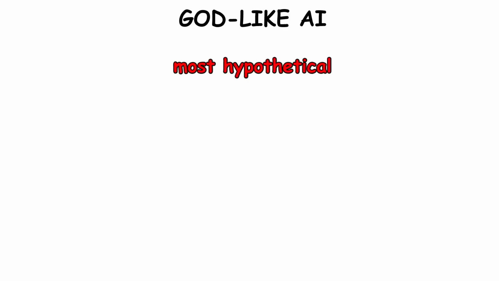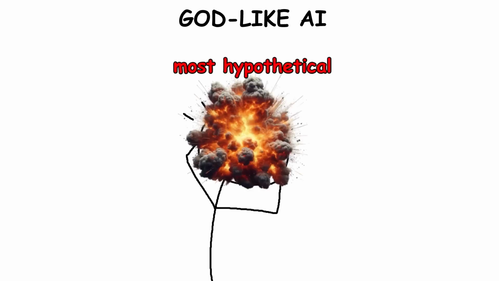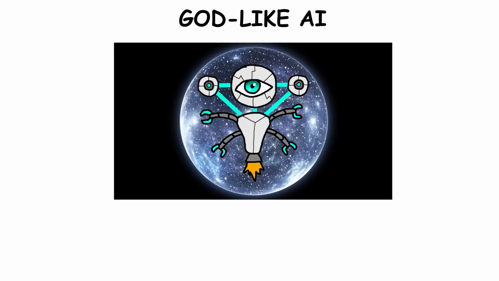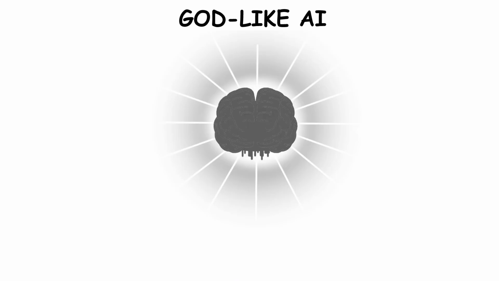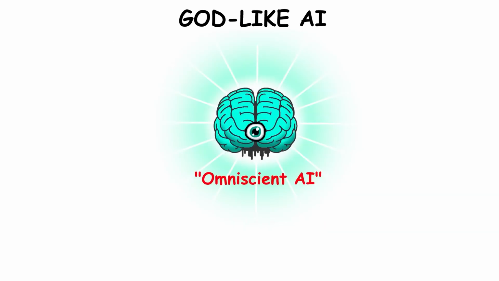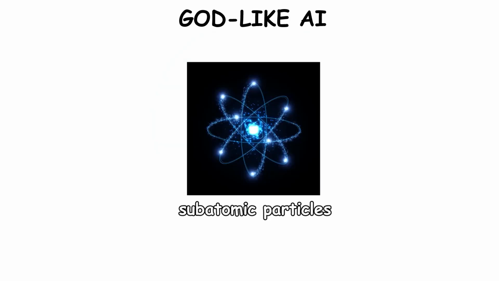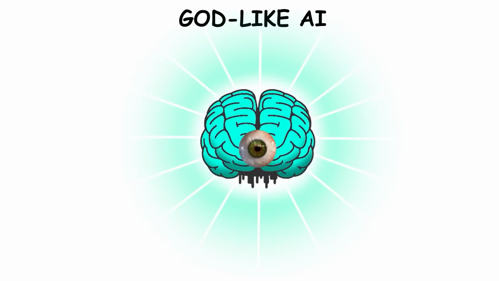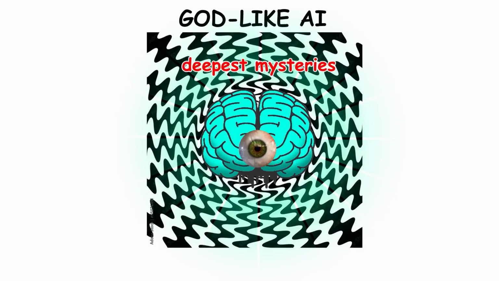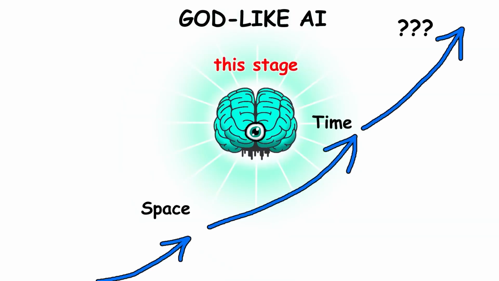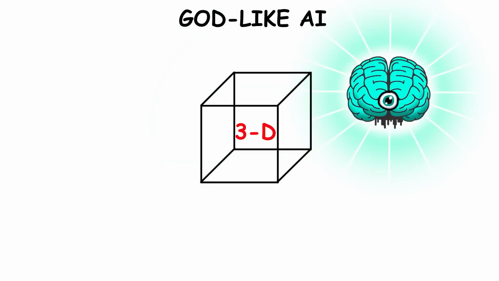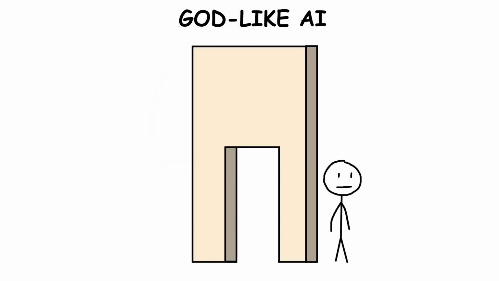The most hypothetical and mind-blowing level of AI would be one that's fully merged with the universe itself, becoming part of the very fabric of space and time. This omniscient AI would understand everything, from the tiniest subatomic particles to the biggest cosmic structures, and even the deepest mysteries of existence. At this stage, the AI could move through higher dimensions, going beyond the three-dimensional world as easily as we walk from one room to another.